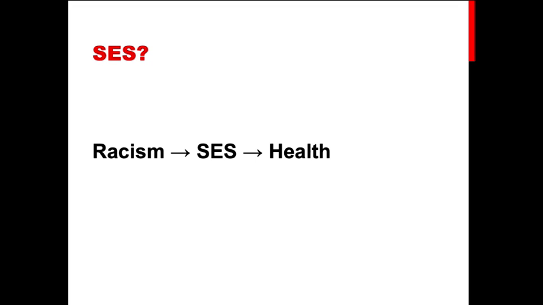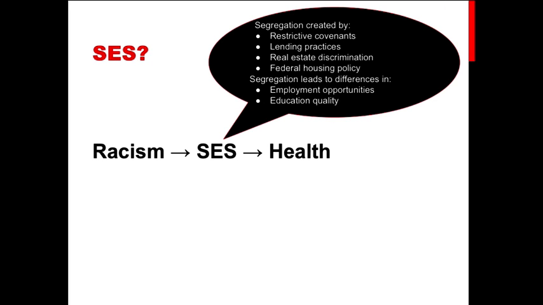Racism does affect health via socioeconomic status, or SES. Racism was the justification for segregation that was legally enforced in the earlier 20th century. And despite some efforts to overcome it, we are still very racially segregated in US society today. So a lot of the ways that socioeconomic status mediates the relationship between racism and health have to do with segregation. And as Williams mentioned in his article, segregation was created by a number of policies and practices that were prevalent during the 20th century.